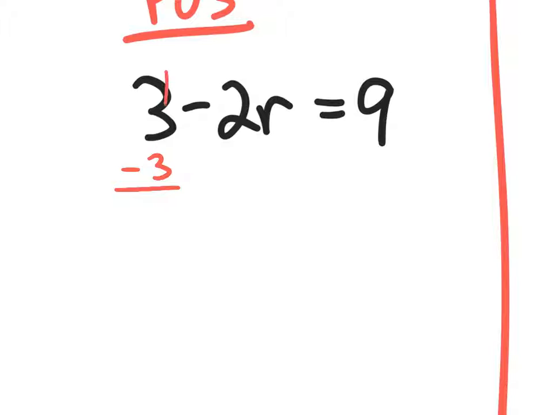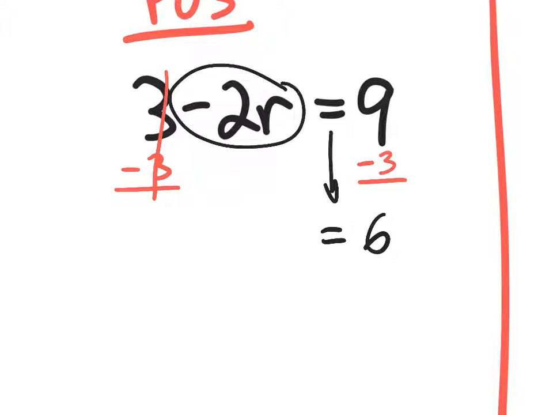3 take away 3 is 0. What you do to one side, you must do to the other to maintain the balance. So what do we have on the right side of the equal sign? Again, the equal sign comes down. On the right side, you have 9 take away 3, which is 6. On the left side, what do we have left? We have a negative 2r. We're just going to bring that right down. So there's a negative 2r on the left side of the equal sign.